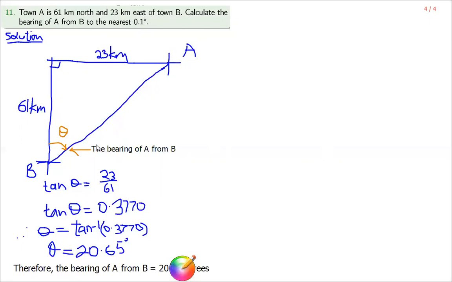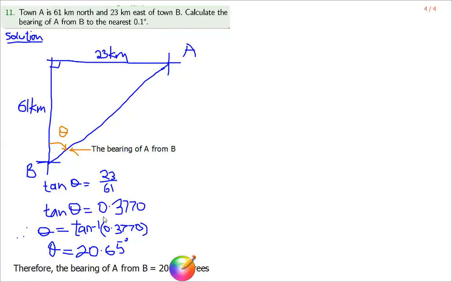The bearing of A from B is the angle from the north line at B to the line joining A. Okay, this particular angle is the bearing of A from B. And when you check this out, you see that the two given lengths of the right angle triangle formed are the opposite and the adjacent. And of course, tan theta is the trigonometrical ratio that is suitable for this problem. To have tan theta equals opposite 23 over adjacent 61.